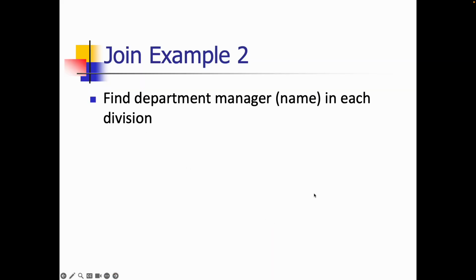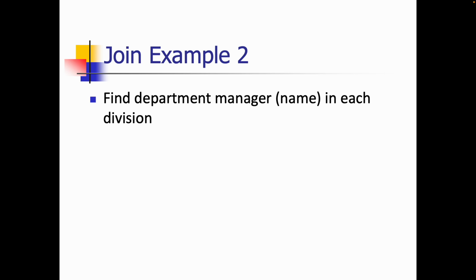Second example, finding the department manager in each division. So how can we do that? Where are the department managers? Which table? Organization, right? In the organization table, you have the manager IDs for each division. So that is there. But why do we need a staff table?